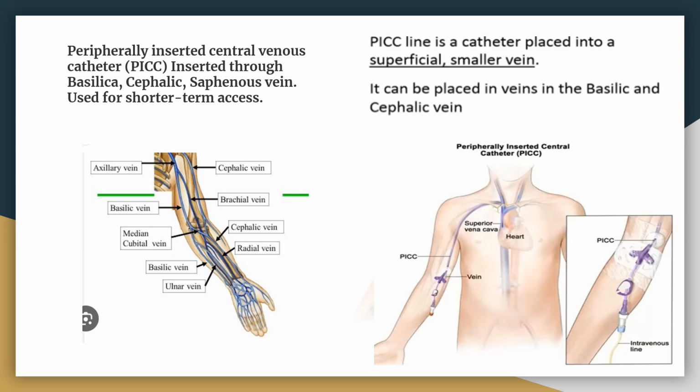Now let us understand the PICC, whose full form is peripherally inserted central venous catheter. In this case, the catheter is inserted through the periphery. That is, we'll use the basilic, cephalic or saphenous vein, and it is used for short-term access. So we use the periphery of your body to enter, to put the catheter, and then it ends up in the atrium, but the beginning part is the periphery. So that is called a peripheral insertion.